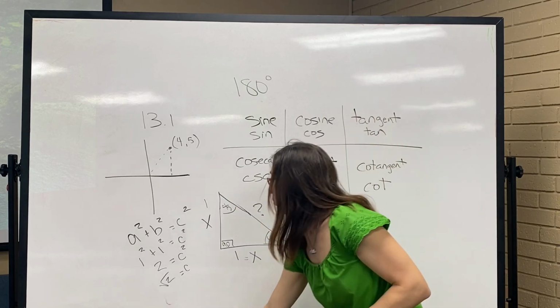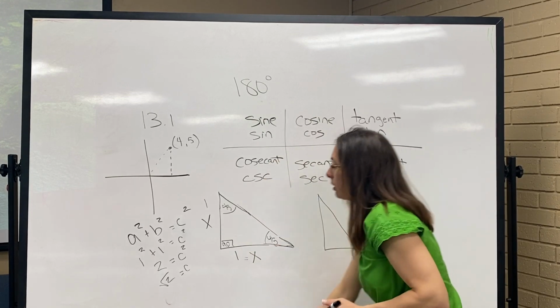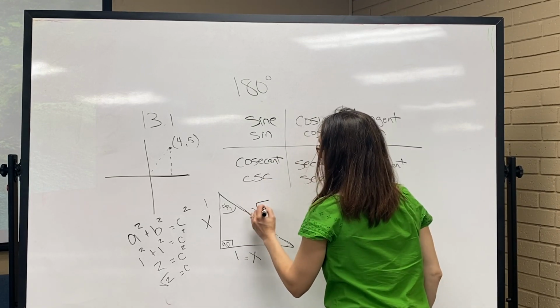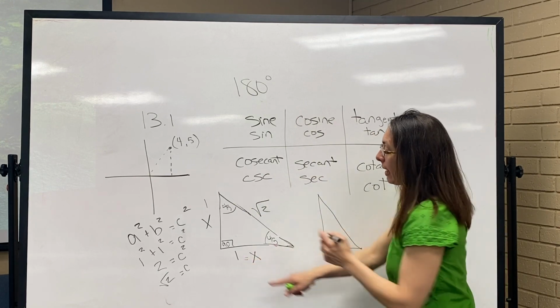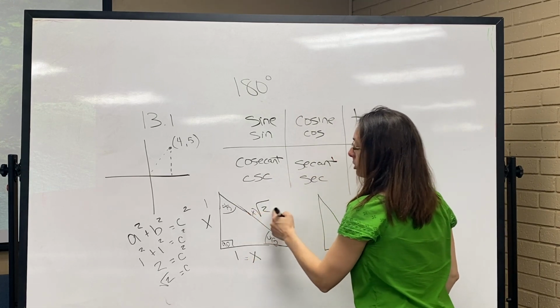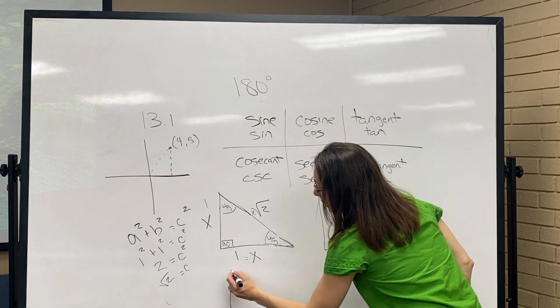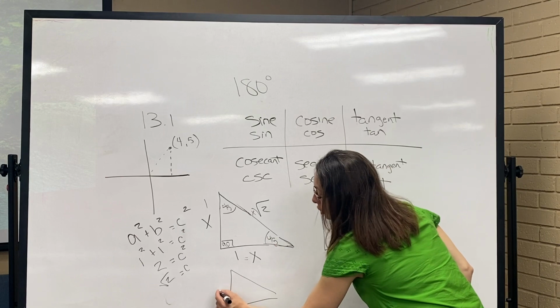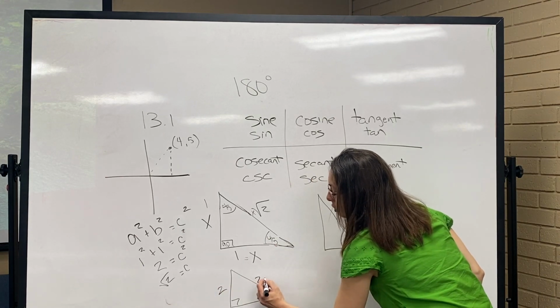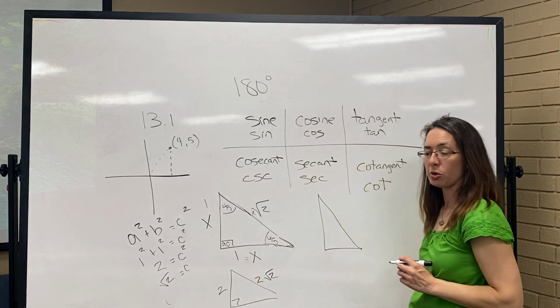Okay, so for all isosceles right triangles, we can say that the hypotenuse is the square root of 2, or x times the square root of 2. So if I had a triangle and the sides were 2, and I had 2 and 2, then I would have 2 square roots of 2.